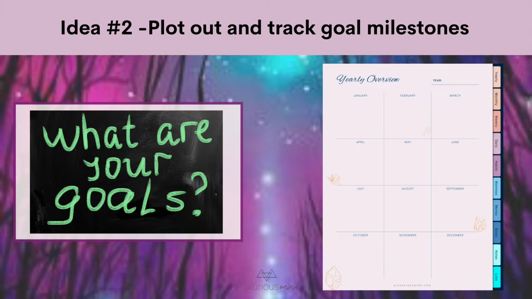Idea number 2: you can use the yearly overview to track high-level milestones for any goals that you have set for the year. So for example, if you're on a weight loss journey, you could track the number of pounds you've lost each month. You could also just write your current weight each month on the same day each month and write it down here. And ideally, you'd be watching that number go down over time.